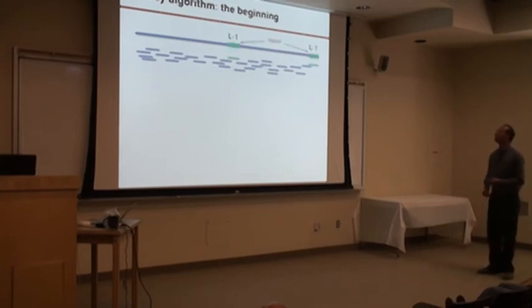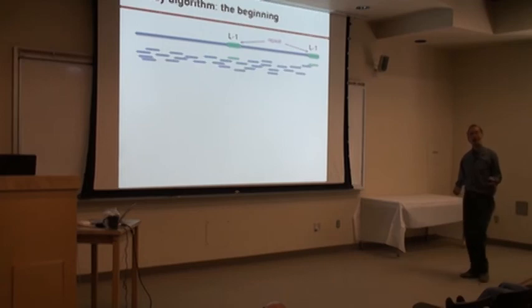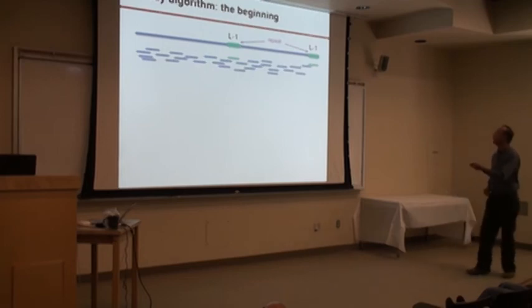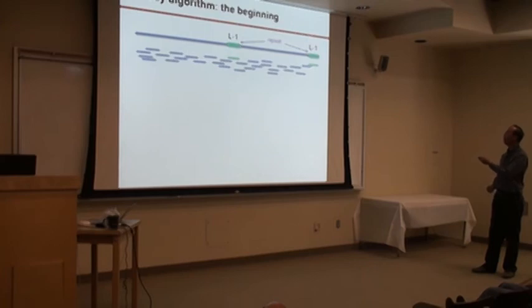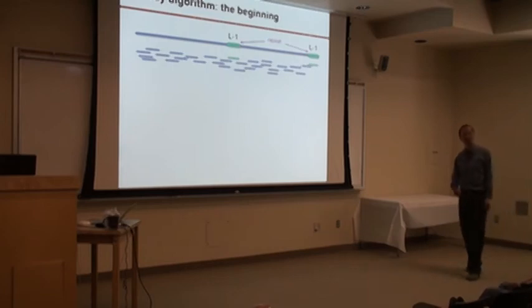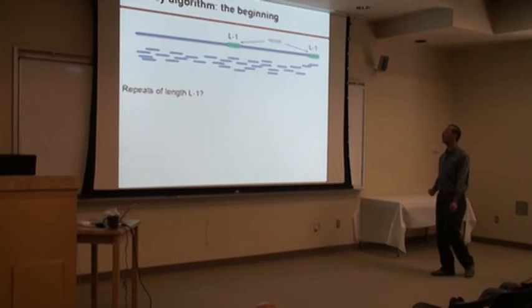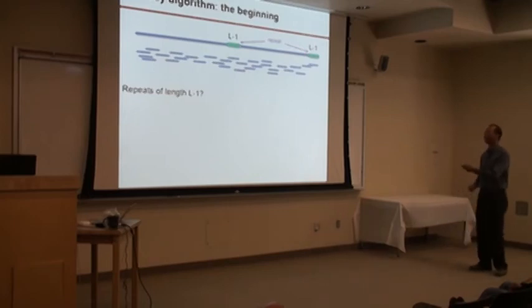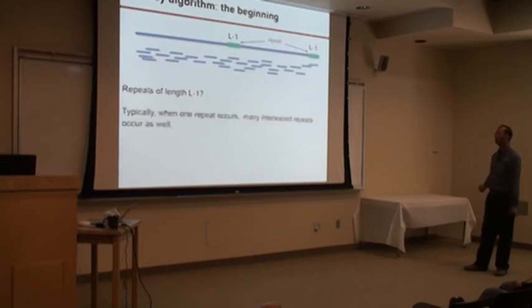Alright. So, what's a bad event? A bad event is when you have two reads with two L minus 1 segments which are repeats of each other. And then you merge by mistake, because instead of merging to your neighbor, you merge to some guy far away. That's no good. Reconstruction fails. So a sufficient condition for failure would be when you have a repeat of length L minus 1.